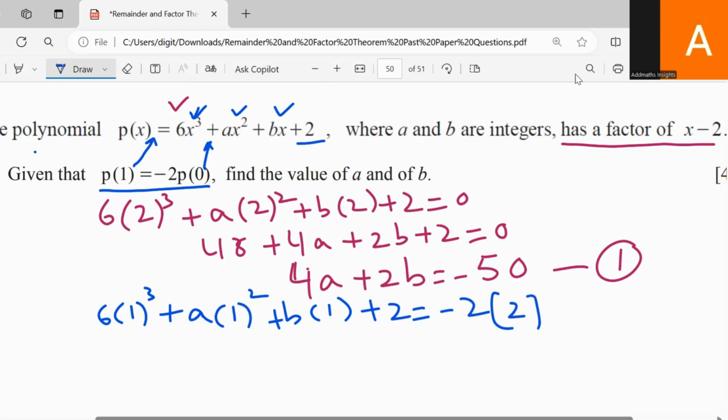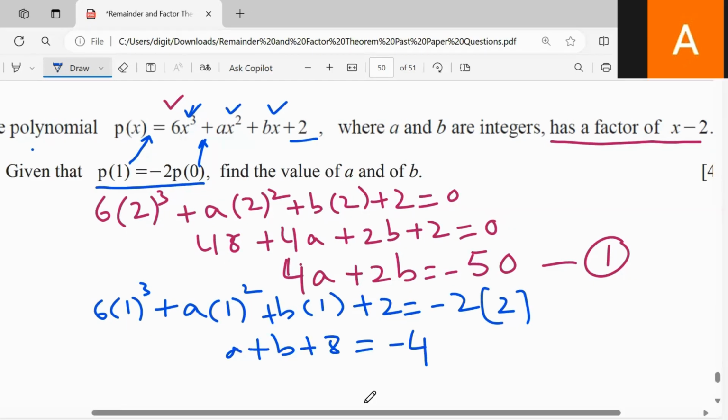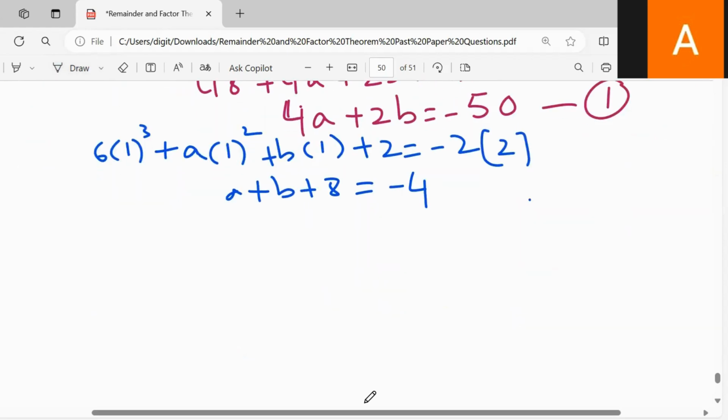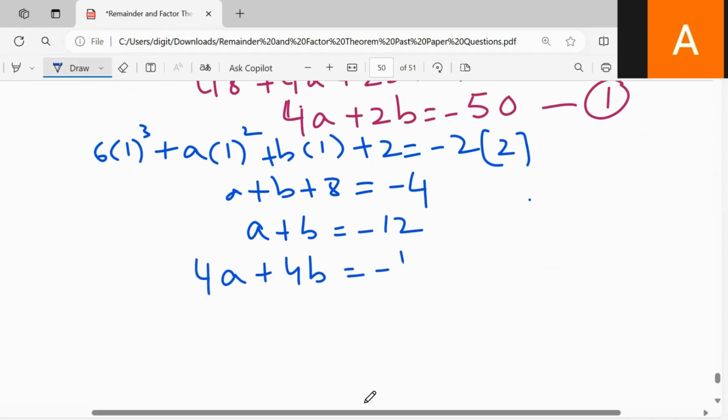This is how you get a third equation. Now we have two equations. Now you can solve them simultaneously. You can write it as 4a plus b is equal to minus 12. Multiply it by 4. So you get 4a plus 4b is minus 48.